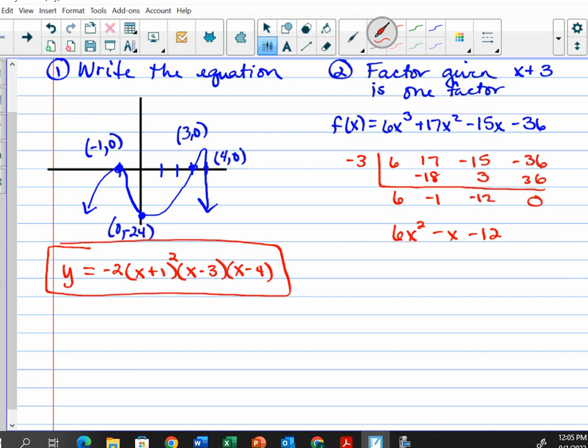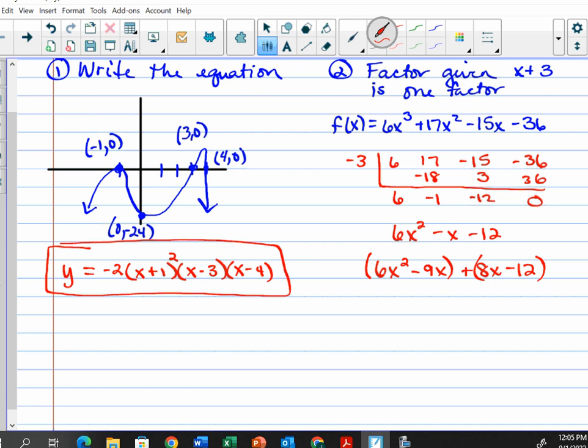Leading coefficient, you have to factor. We have to be able to do this, guys. So I'm looking at what multiplies to give me negative 72. That's that 6 times negative 12, and adds up to negative 1. What are the two numbers? Yep. So I rewrite this, 6x squared minus 9x plus 8x minus 12. I am just rewriting that middle term with the two numbers I picked. Everything else stays the same. Then I group.